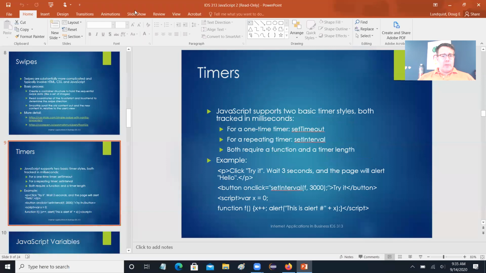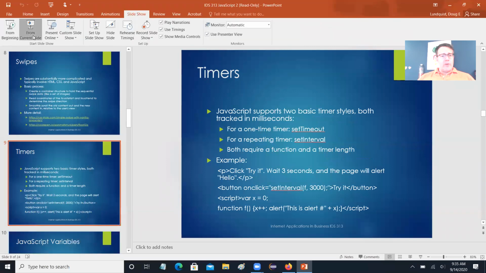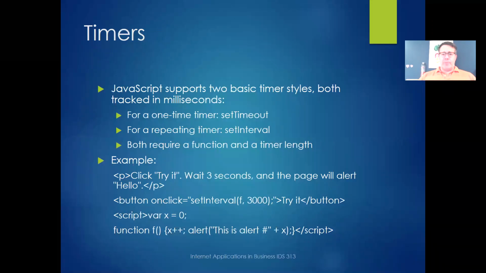Timers. Ta-da. So there's two basic timer styles in JavaScript. They're both in milliseconds, and you can set it in two structures. One is a single event timer, so you just set a timer for something and then it's done. The other is a repeating one, a set interval timer. Both of these need a function and a timer length, but everything else, the event is actually reading off the local computer's clock.